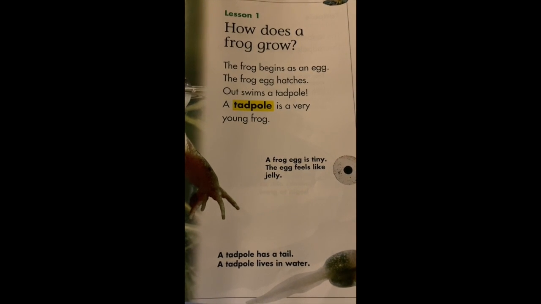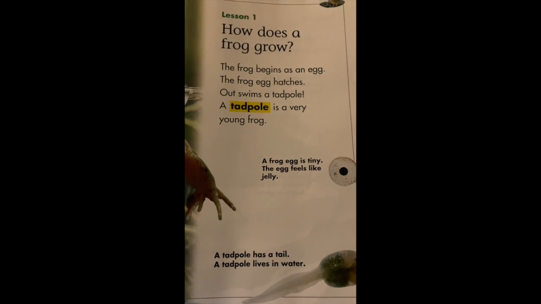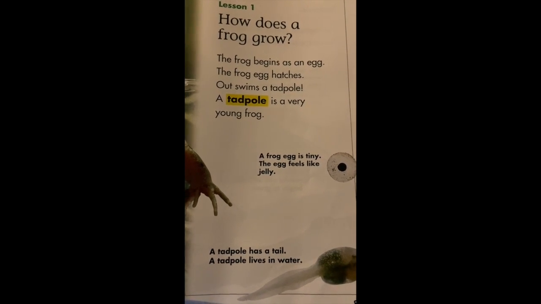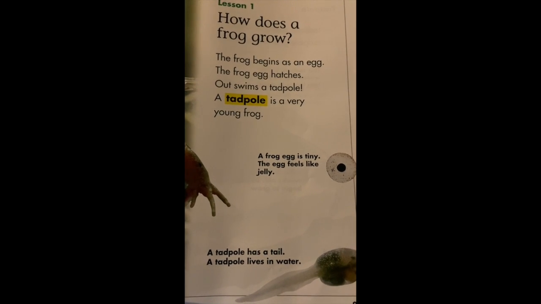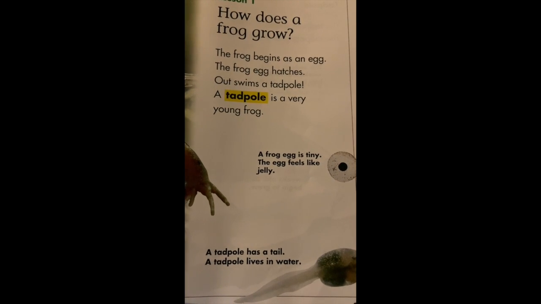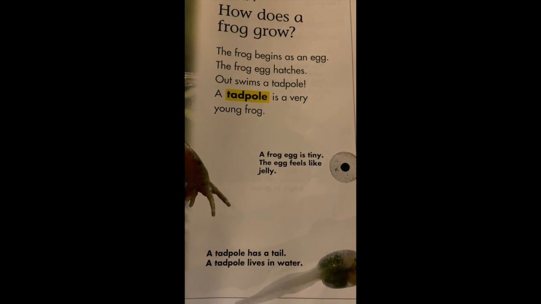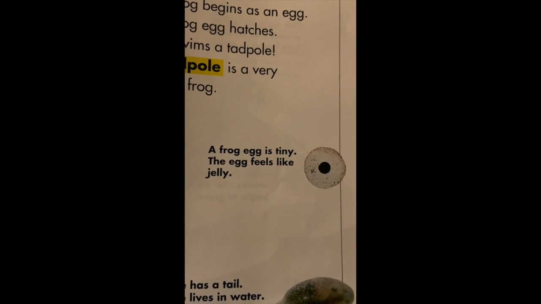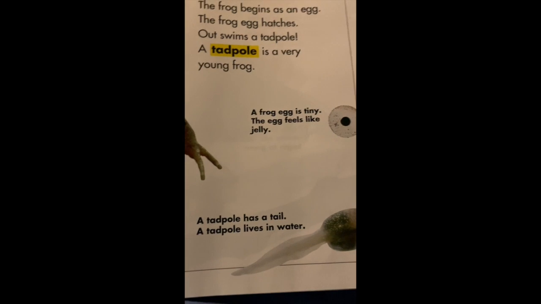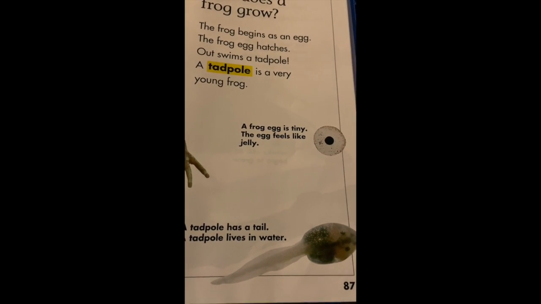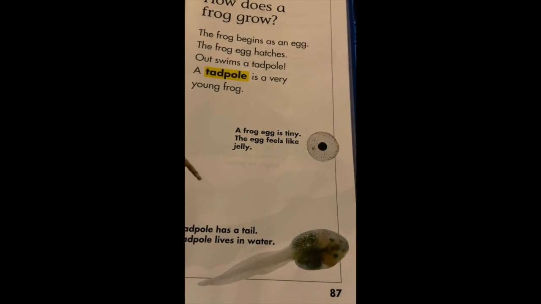Science lesson 1 for chapter 4. How does a frog grow? The frog begins as an egg. The frog egg hatches and out swims a tadpole. A tadpole is a very young frog. A frog egg is tiny and the egg feels like jelly. But a tadpole has a tail, and a tadpole has to live in water.